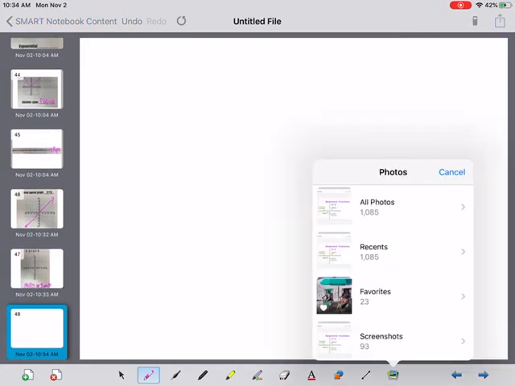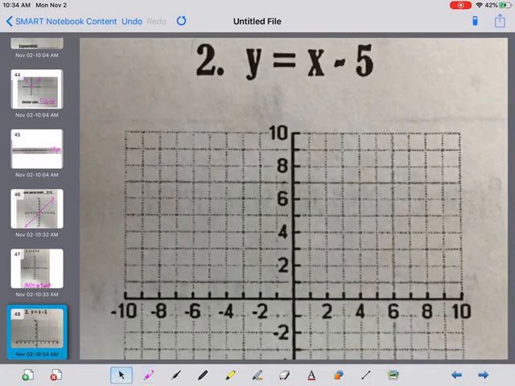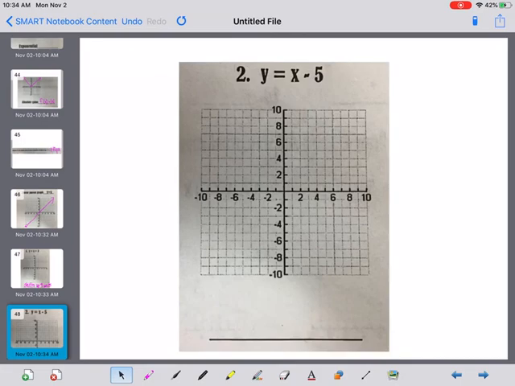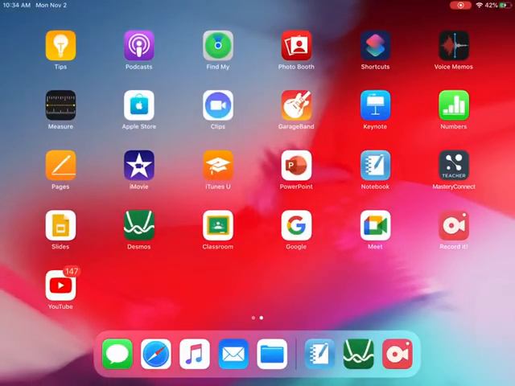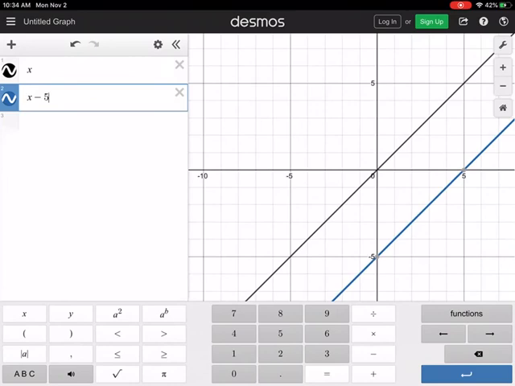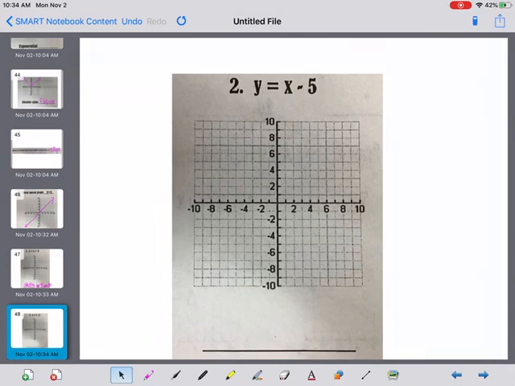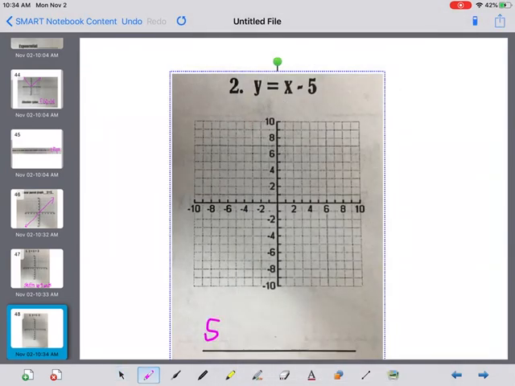Let's do another one. Our next one is x minus 5. Let's go back to Desmos. There's our parent function of x, our black line, and we're going to plug in x minus 5 on our second line. What happens to that blue line? It goes down 5. So what happens when you subtract? We're going to go back to our worksheet and say it shifts down 5 units.